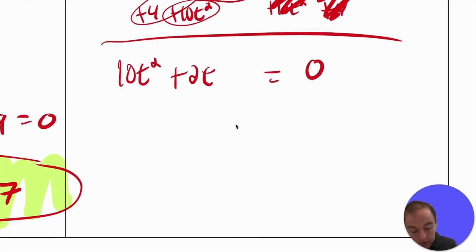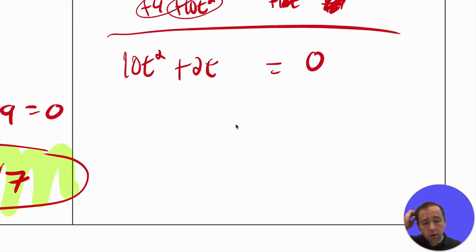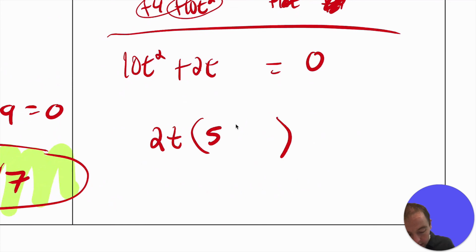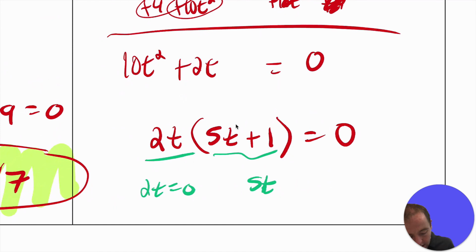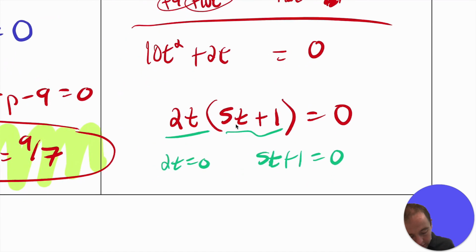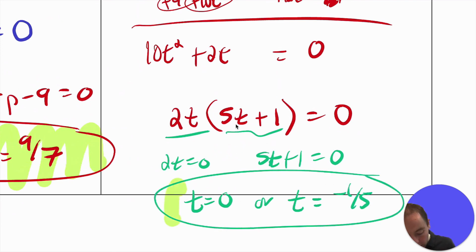In factoring, check for a GCF first, and they both are divisible by 2 as well as a t. So if you factor out 2t, you end up with 5t plus 1 as the other factor. And then, of course, you can use the zero product property at this point. So that means that either 2t needs to equal 0 or 5t plus 1 needs to equal 0. So when you solve, you end up getting that t equals 0, or that t is going to equal negative 1/5 for those solutions.